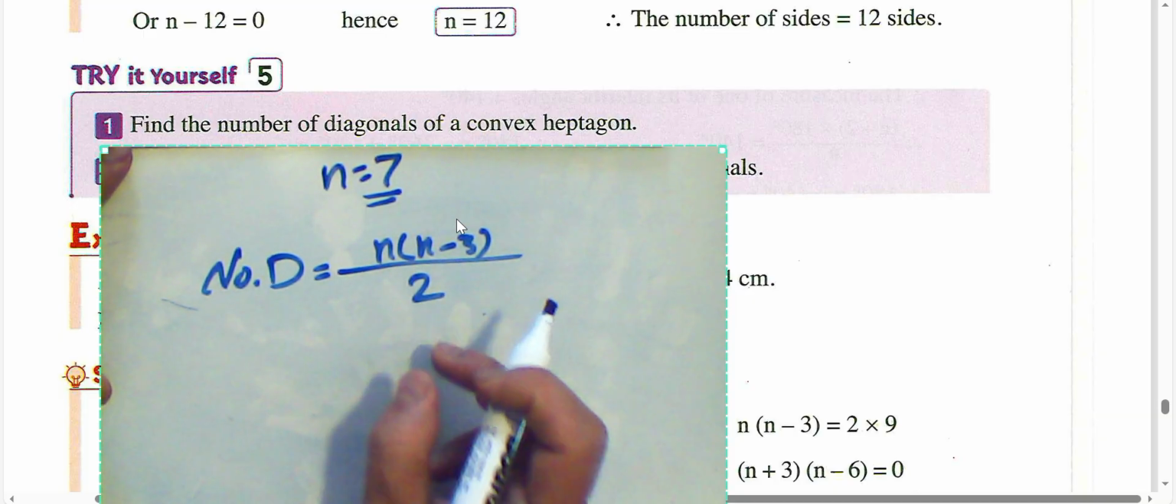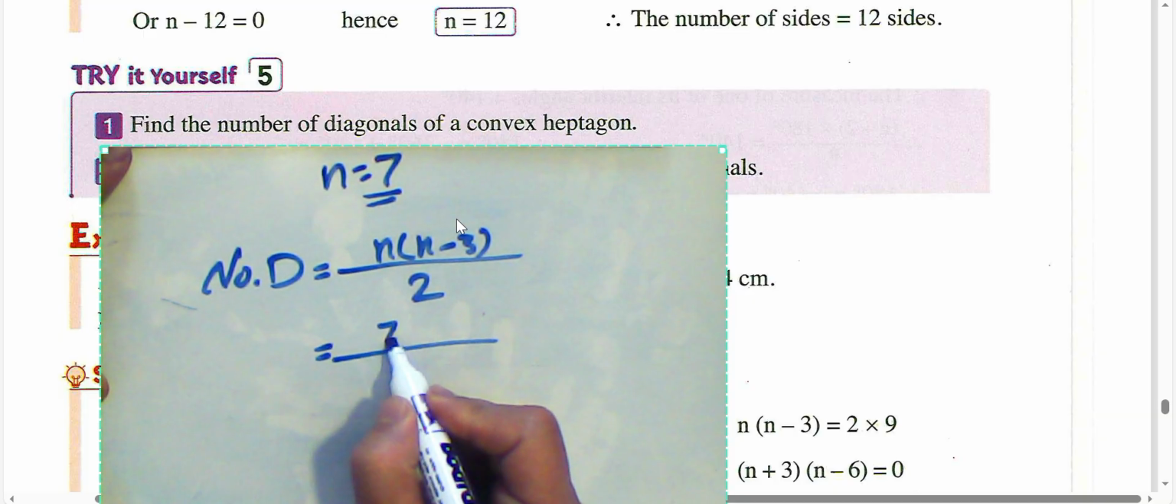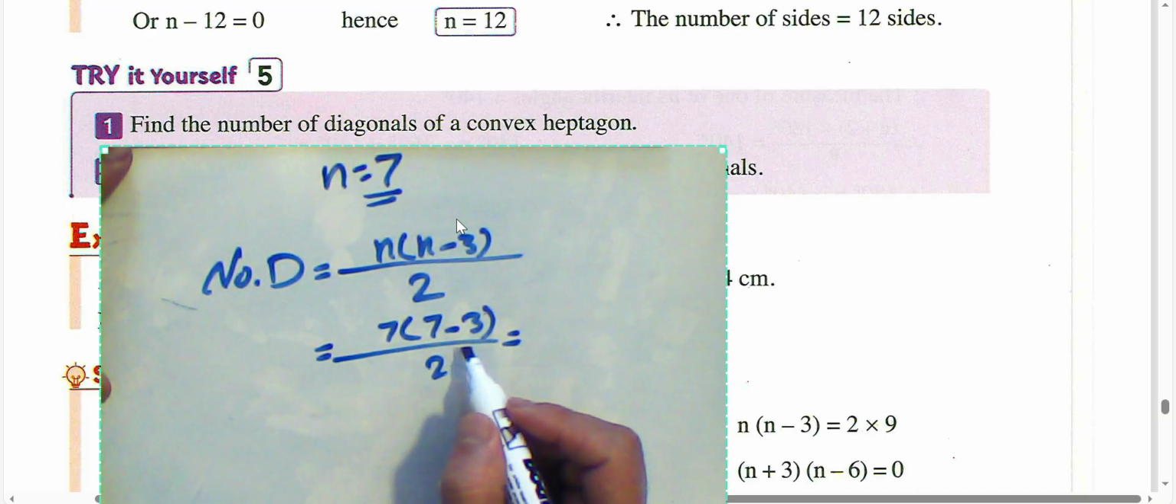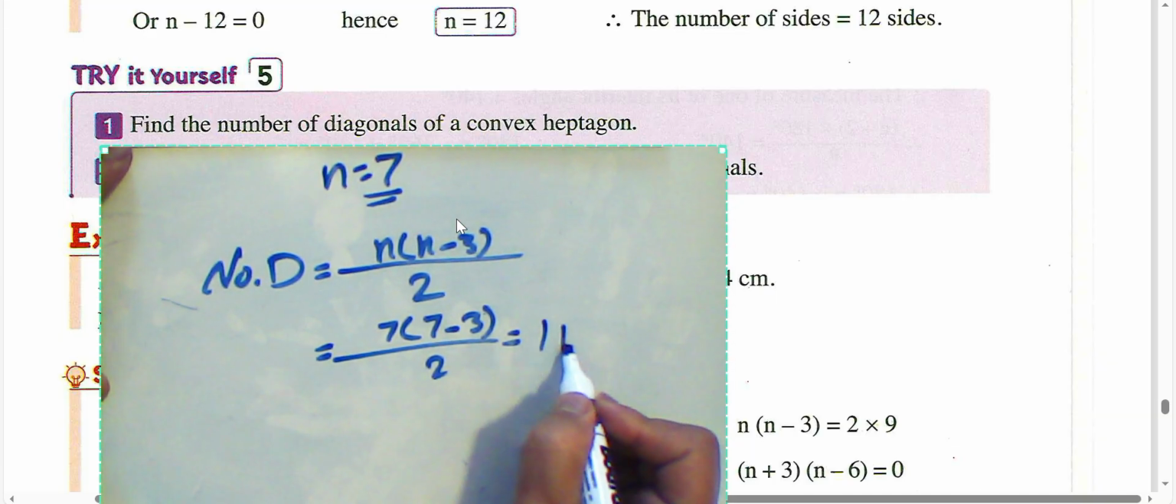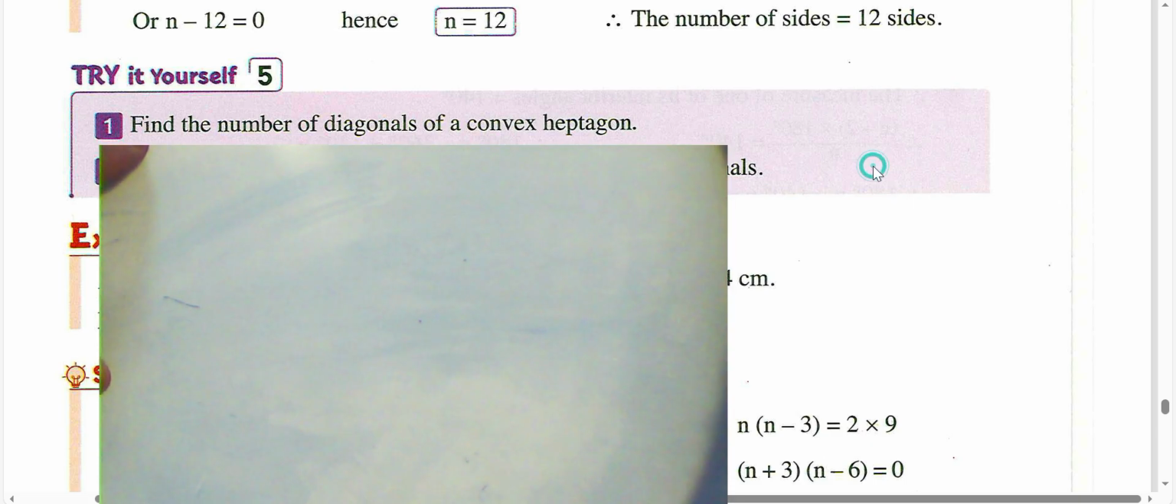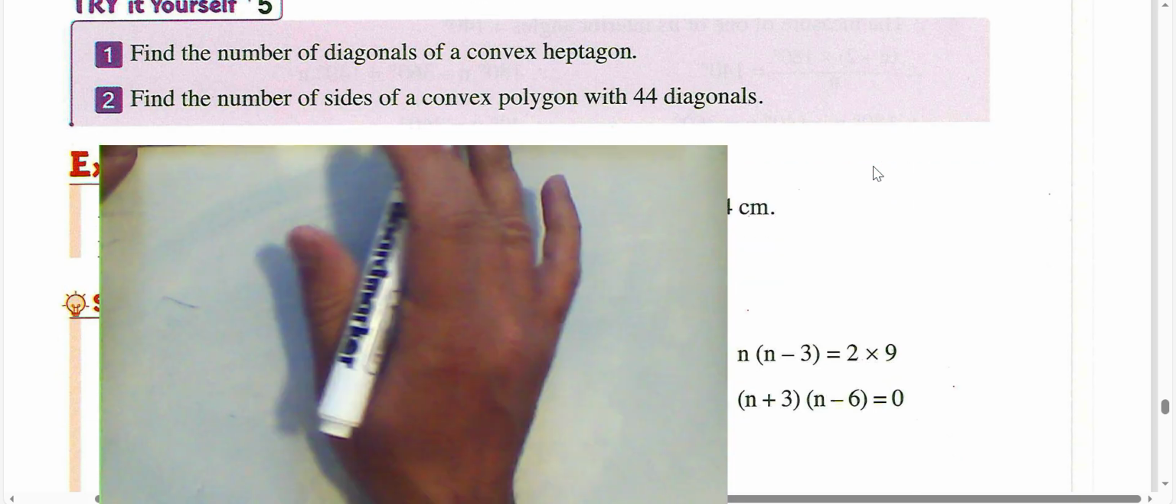n times (n minus 3) over 2. Put in here the number of sides, 7. 7 times (7 minus 3) divided by 2. 7 minus 3 is 4, 4 divided by 2 is 2, and 2 times 7 is 14. Then the number of diagonals in this case will be 14.